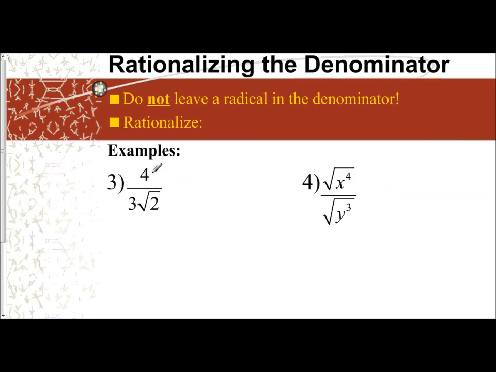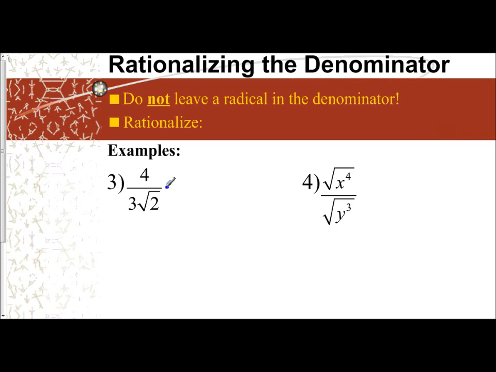Here we have 4 over 3 times the square root of 2. Now this one's a little bit different. What are we going to use to rationalize? Because I do have a radical 2 in the bottom. And so remember, when we rationalize, you multiply by a clever form of 1. But you use the part that matters.